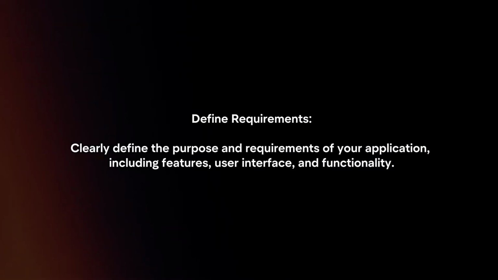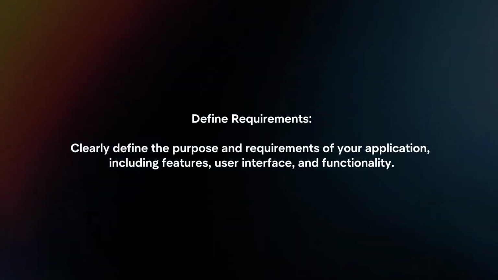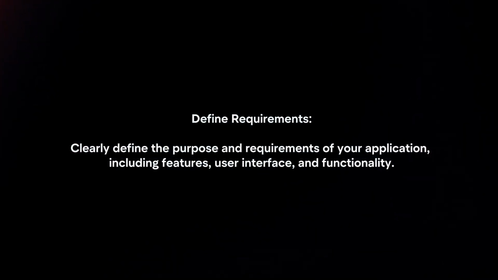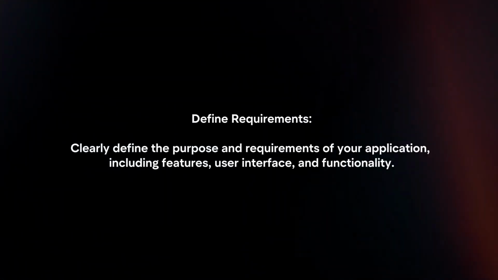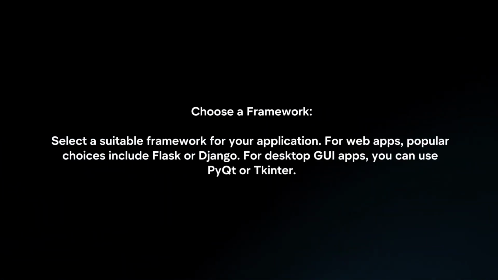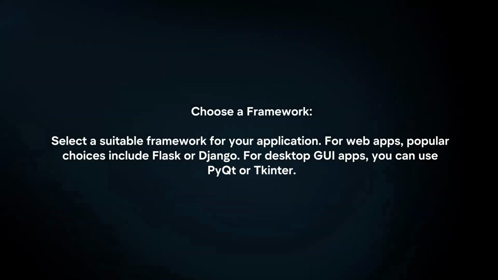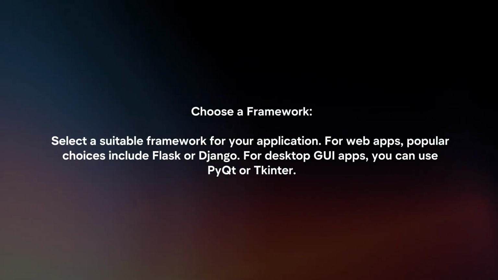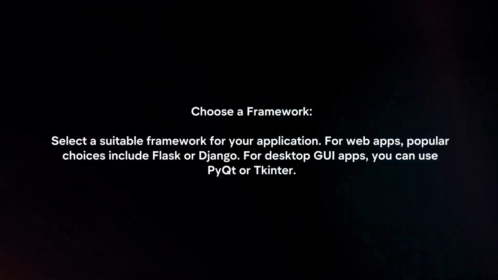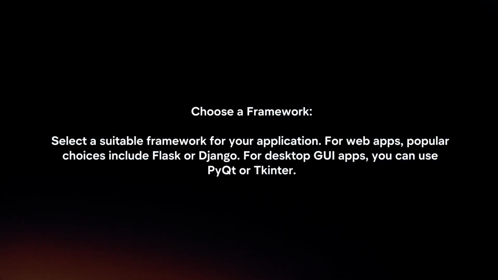Define requirements. Clearly define the purpose and requirements of your application, including features, user interface, and functionality. Choose a framework. Select a suitable framework for your application. For web apps, popular choices include Flask or Django. For desktop GUI apps, you can use PyQt or Tkinter.